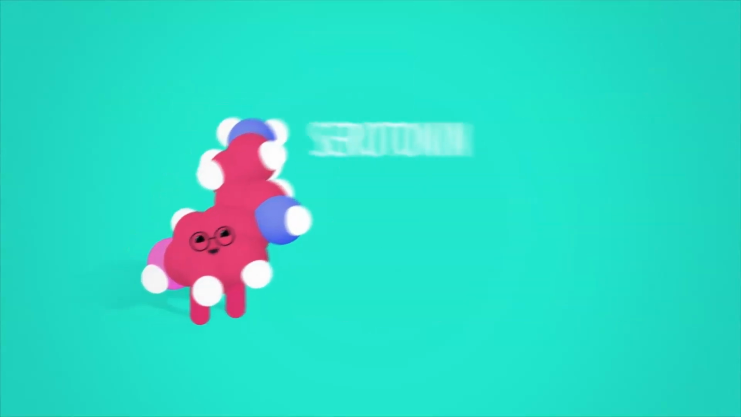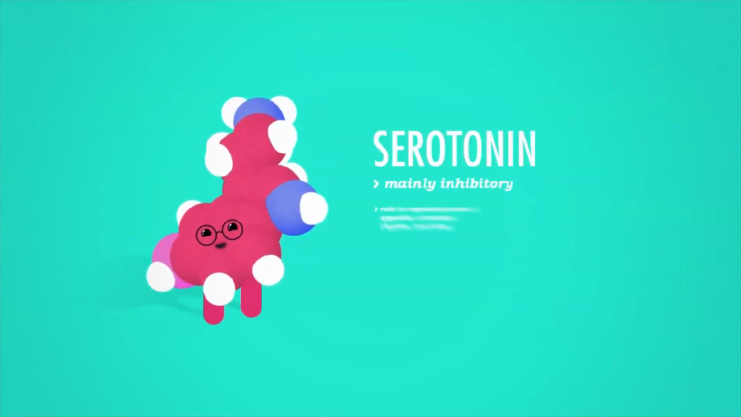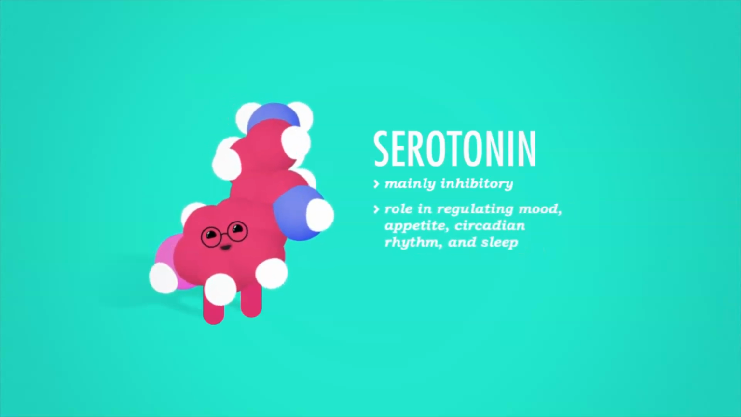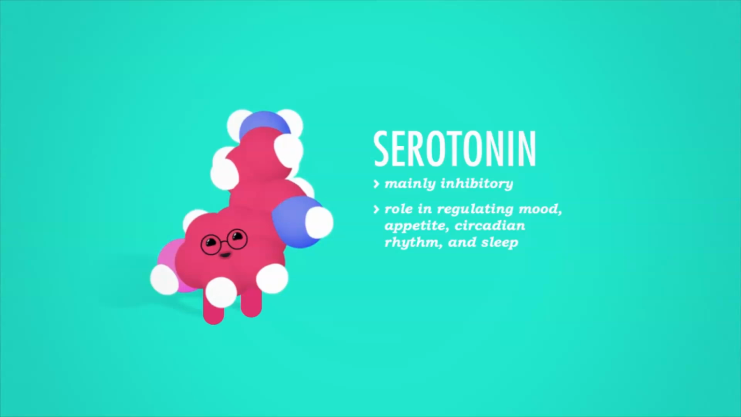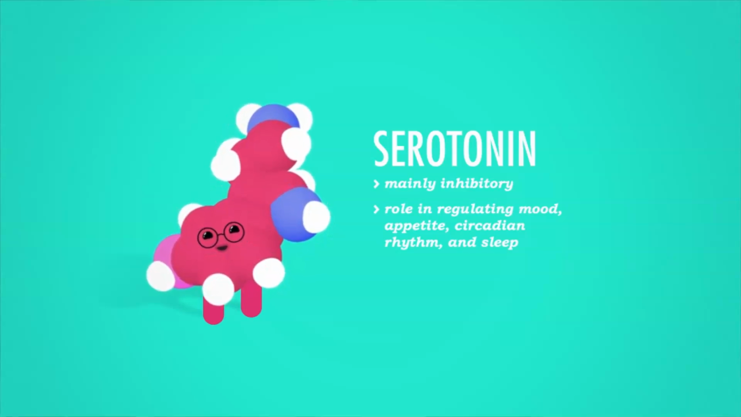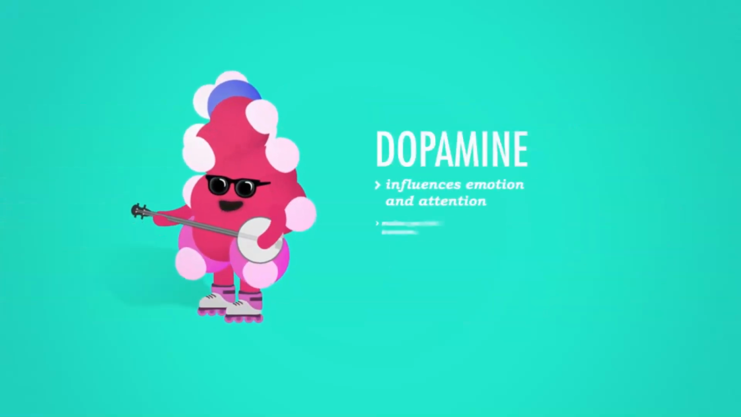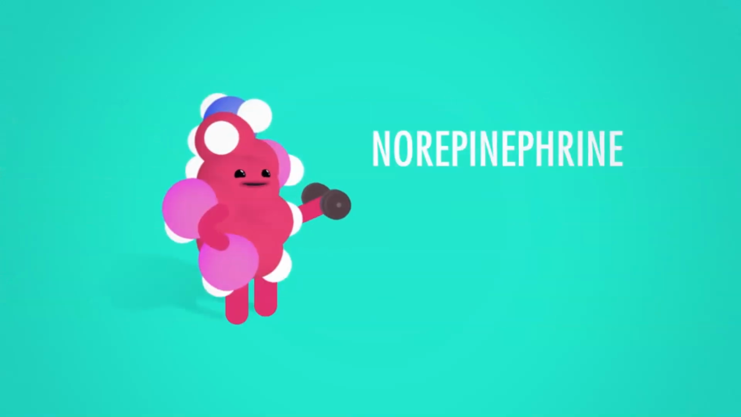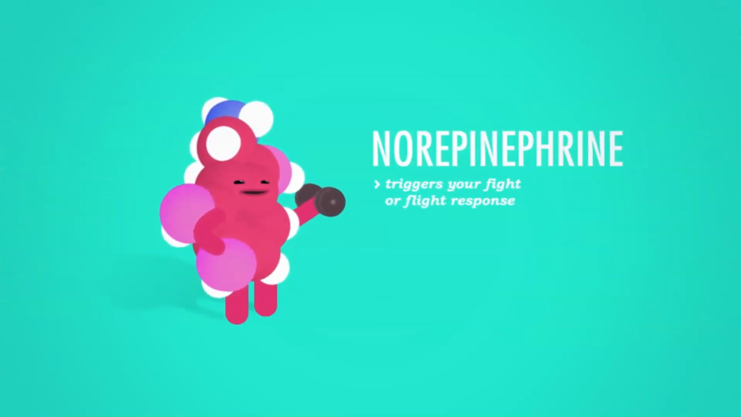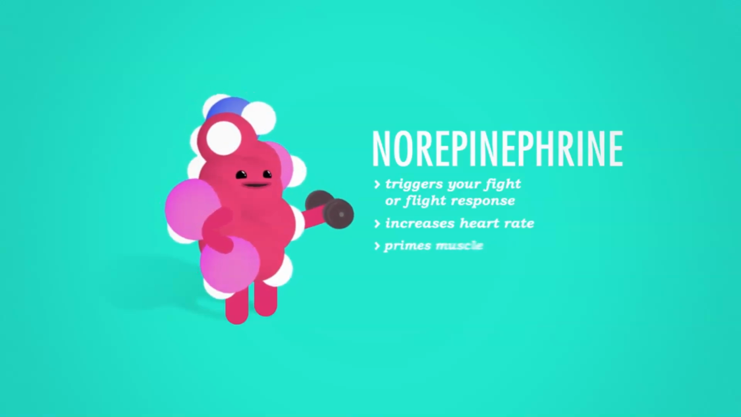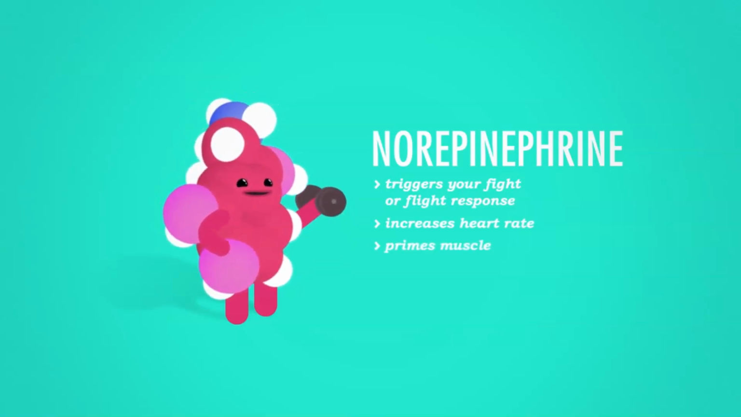Don't take cocaine. Once it hits your bloodstream, it targets 3 major neurotransmitters: serotonin, dopamine, and norepinephrine. Serotonin is mainly inhibitory and plays an important role in regulating mood, appetite, circadian rhythm, and sleep. Some antidepressants can help stabilize moods by stabilizing serotonin levels. And when you engage in pleasurable activities like hugging a loved one or having sex or eating a really great donut, your brain releases dopamine, which influences emotion and attention, but mostly just makes you feel awesome. Finally, norepinephrine amps you up by triggering your fight or flight response, increasing your heart rate, and priming muscles to engage, while an undersupply of the chemical can depress a mood.